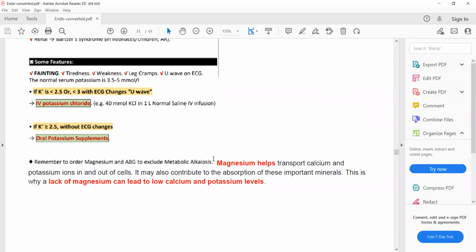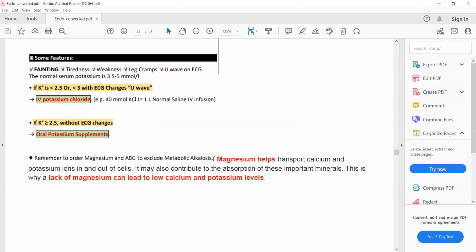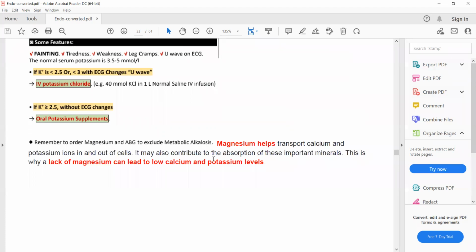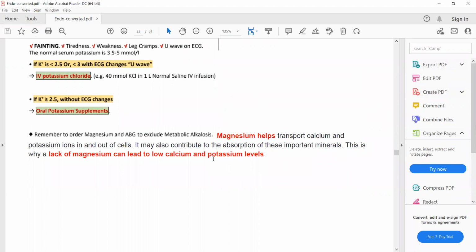So what is mild hypokalemia? Mild hypokalemia is if the potassium level is less than 3.5 but more than 2.5. And severe hypokalemia is if the potassium level is less than 2.5. Remember that severe hypokalemia is managed by giving IV potassium chloride, while mild to moderate hypokalemia is treated with oral potassium supplements.